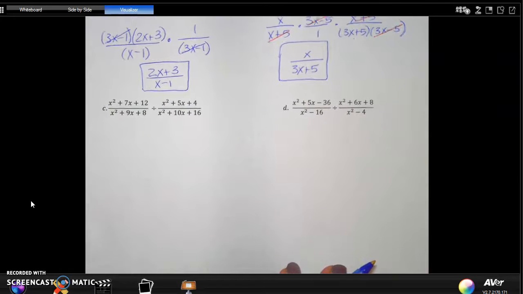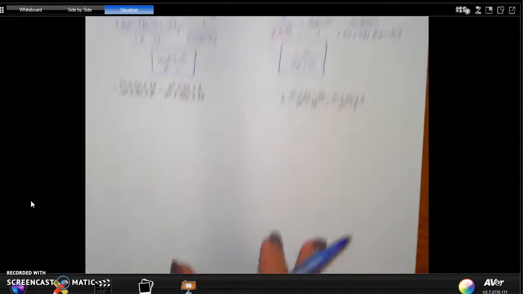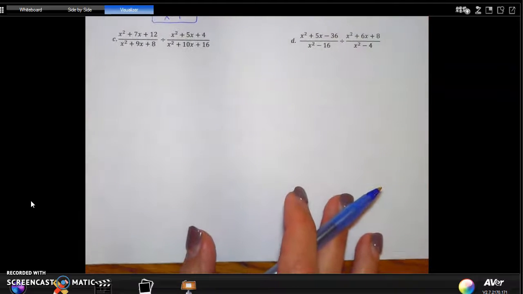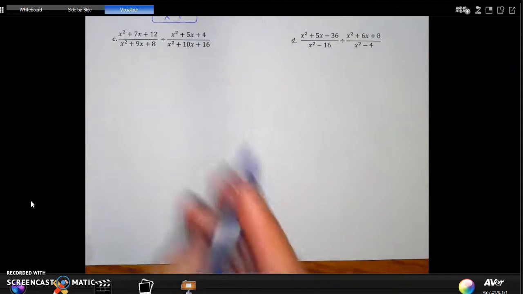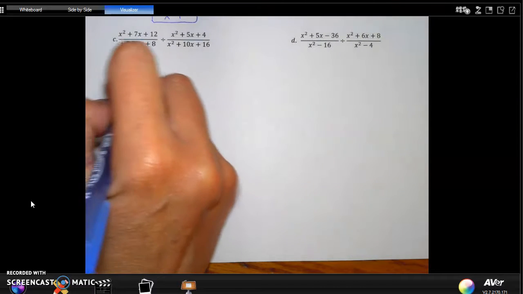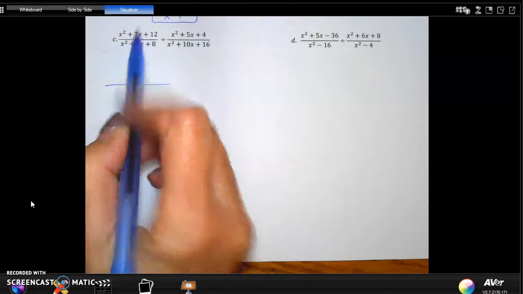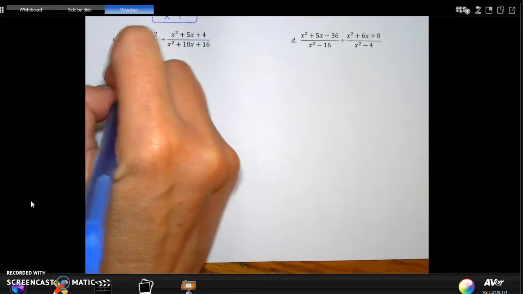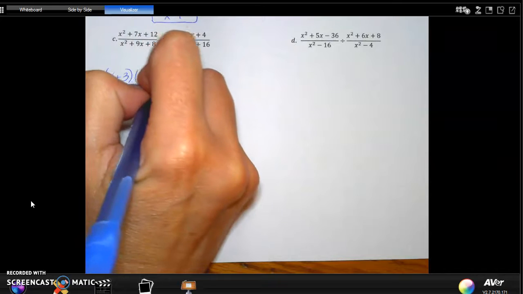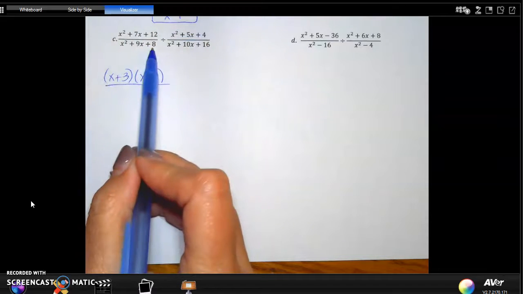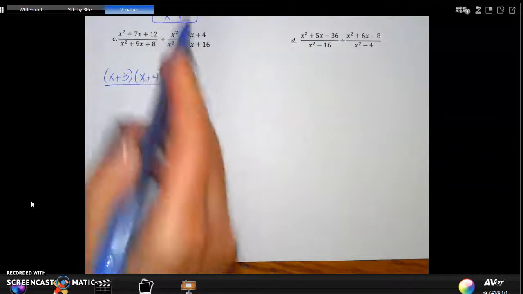Let's take a look at these. And so this one on the left, I'm going to go ahead and factor right off the bat here. We're going to use factors of 12 that get us to 7. That's going to be 3 and 4. That's nice and easy. We see that one a lot. And then factors of 8 that get us to 9. That's going to be 8 and 1.